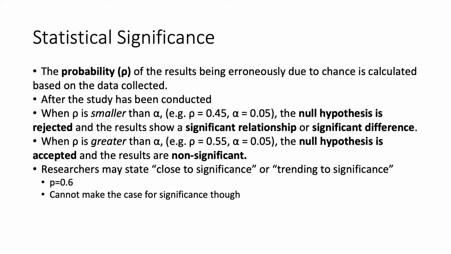Some researchers out there will try and make a case for the results of a study with a p-value equal to 0.06, where they'll state it as close to significance or trending to significance. However, in statistics, you cannot make the case for significance with this value. For it to be significant, the p-value always has to be less than the alpha level.